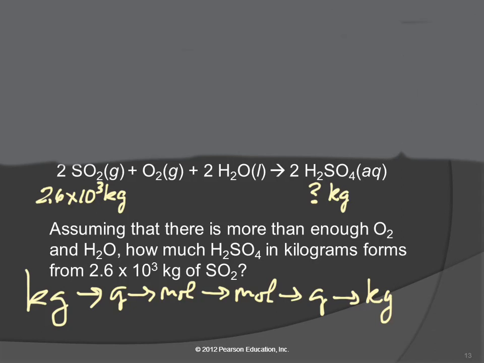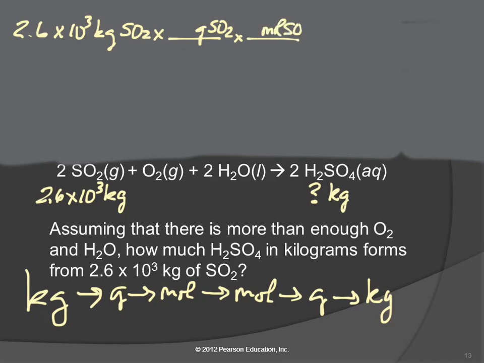Okay, so we're starting with kilograms this time. We've got 2 extra steps. Let's see if I can squeeze it all in. 2.6 times 10 to the third kilograms of SO2. And then I'm going to convert to grams of SO2. And then I'm going to convert to moles of SO2. And then to moles of the other thing, moles of H2SO4.